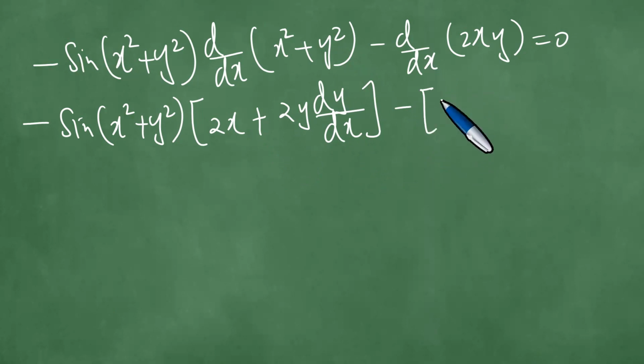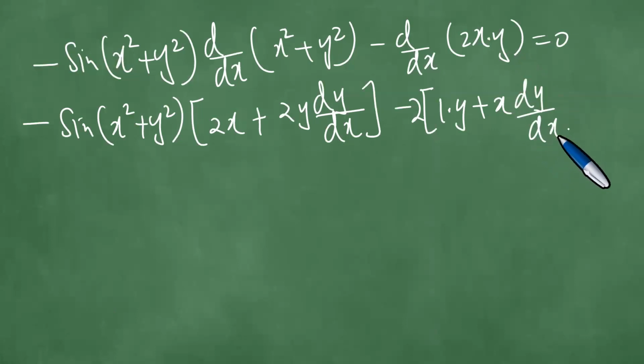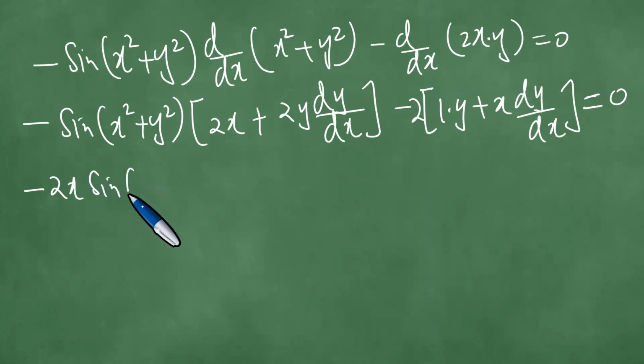Minus, now we put an open parenthesis, and we can put the 2 outside. What is the derivative of xy? The derivative of the x is 1, by the product rule, and then we have x times the derivative of the y, which is dy/dx. We used the product rule here, and the right-hand side is identically 0. We perform distribution.